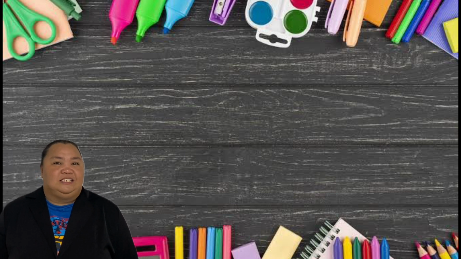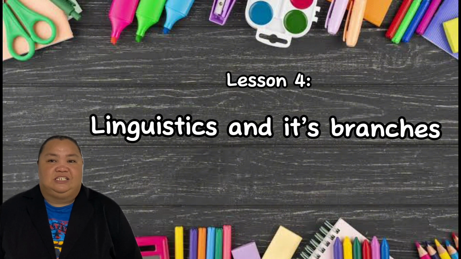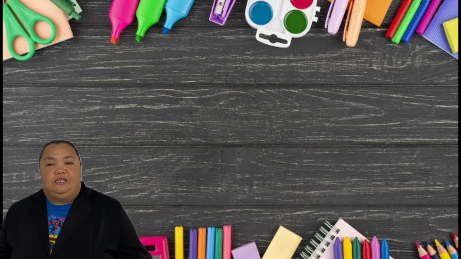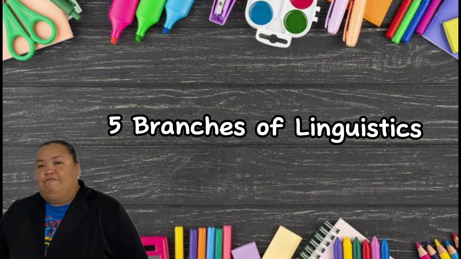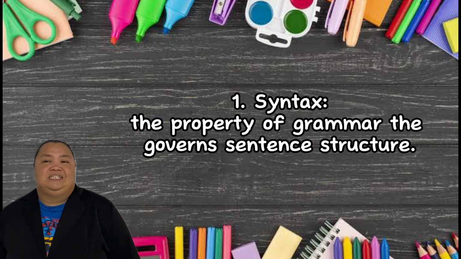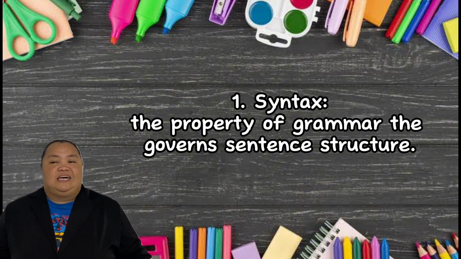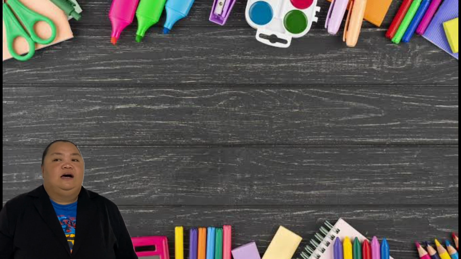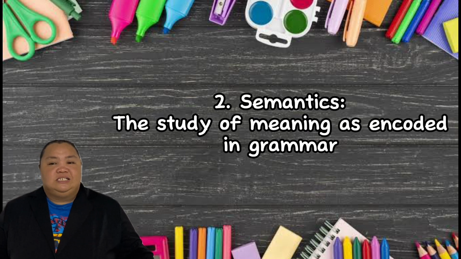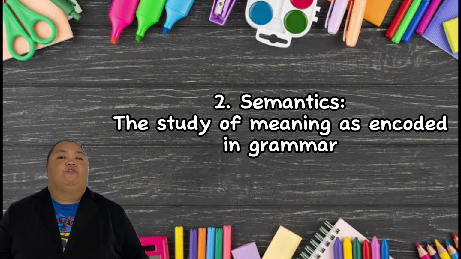In lesson 4, we talk about linguistics and its branches. We know that linguistics has 5 branches. Number 1 is syntax. Syntax is the property of grammar that governs sentence construction. Number 2 is semantics. Semantics is the study of meaning as encoded in grammar.